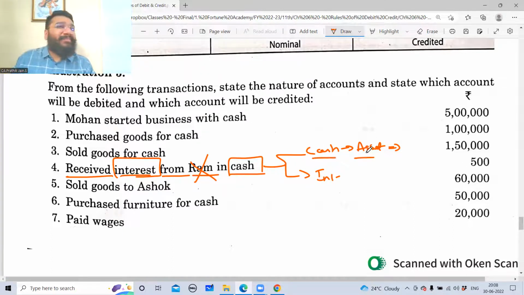Cash asset. What will I do? Tanish, क्या करेगा? Cash is coming in or going out? Received interest, coming in. So, super. Debit. Interest. Income nature. Income. Applicable rule: Nominal. Credit all incomes and gains. Simple.